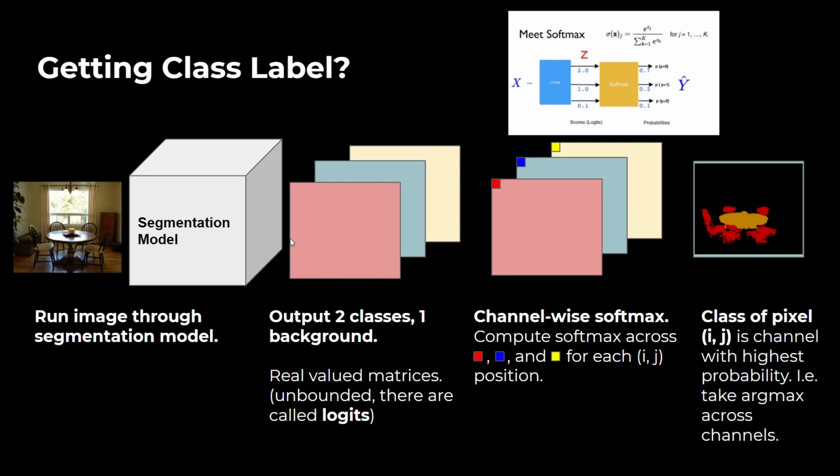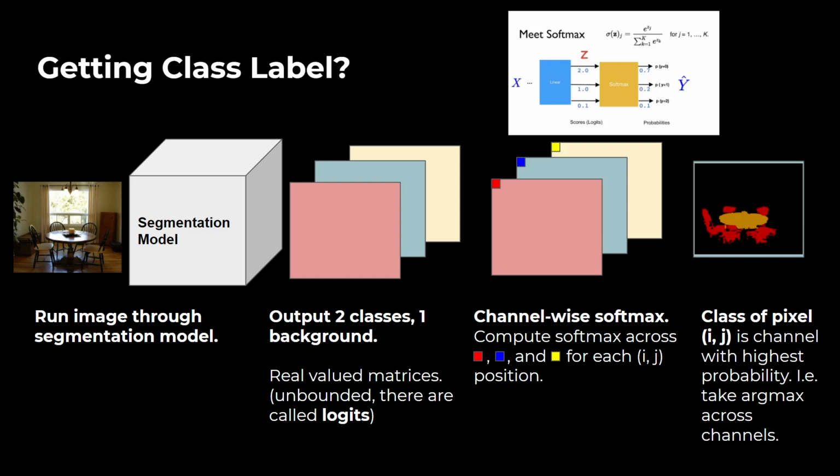And so you're going to have an output feature map that has 3 channels. Each channel corresponds to the logits or the values of a certain class. These are real valued matrices, so the values inside the entries are unbounded, and we just call these logits. What you do after is you apply a channel-wise softmax.